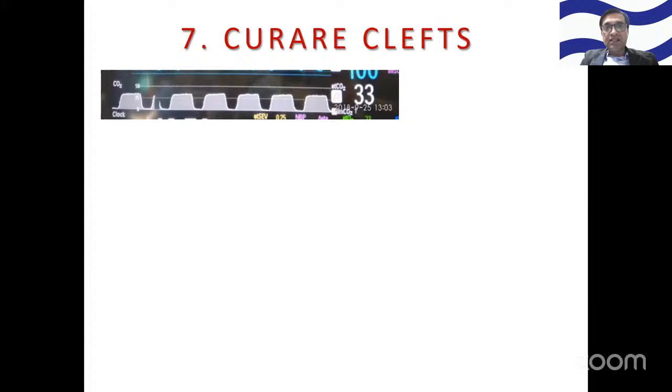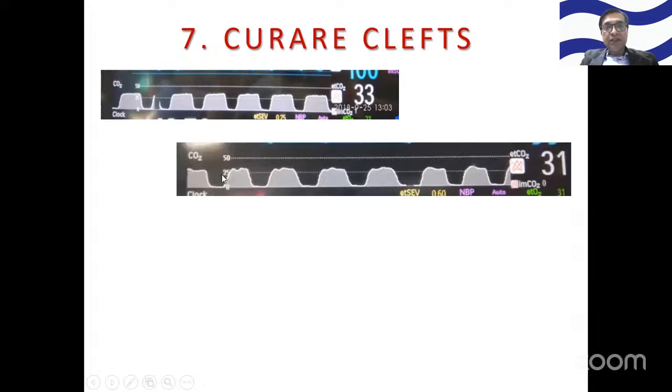So let's see, this is the patient where you can just see that there is some amount of curare cleft which has started coming. We allowed this patient to come out of the muscle relaxation, and you can see the cleft is not coming at a regular interval. Here it is coming here, it's coming here, but here it is coming at a late phase, right? So this is a little coming out of the muscle relaxation.